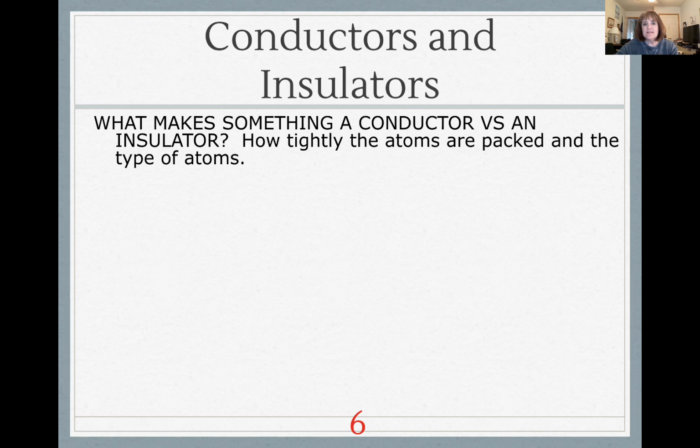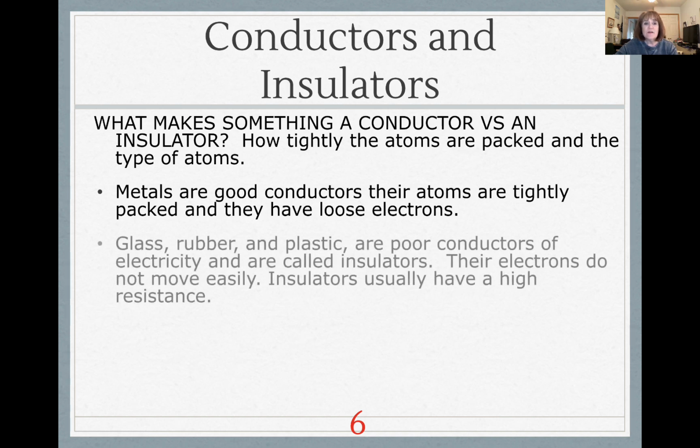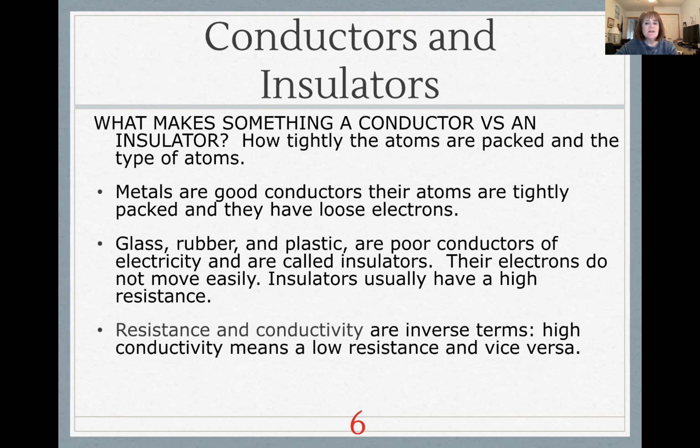So conductors and insulators, what makes something a good conductor or an insulator? And the answer is how tightly atoms are packed together. Metals are good conductors because their atoms are very tight together, but they have loose electrons. Whereas things like glass, rubber, and plastic are poor conductors, they're called insulators because their electrons don't move easily. Resistance and conductivity are inverse terms. High conductivity means low resistance, and vice versa.